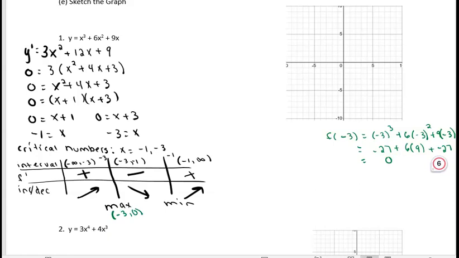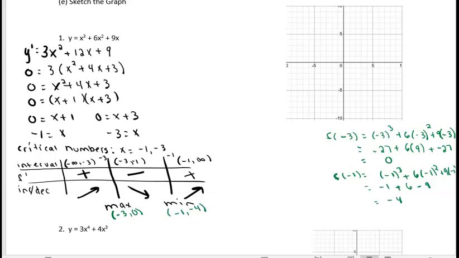Okay, let's try the same thing for our min. So now we need to figure out f of -1. So that means we have -1 to the third, and then plus 6 times -1 squared plus 9 times -1. So negative 1 to the third is negative 1. Negative 1 squared is 1 times 6 is 6. And then 9 times negative 1 is minus 9. So that looks like negative 10 plus 6, so that'll be negative 4. So our coordinate for this one looks like negative 1, negative 4.